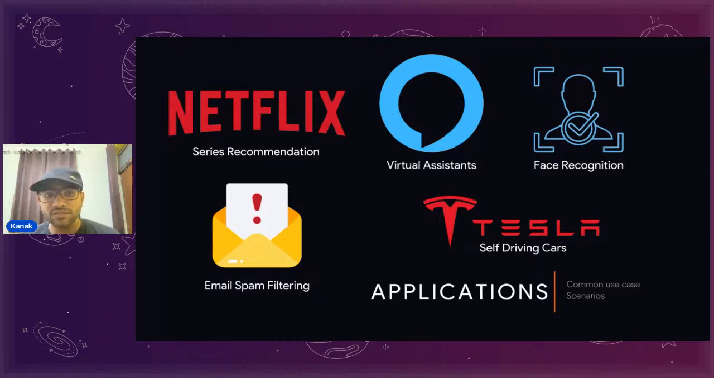So, Netflix uses machine learning for series recommendation systems. Voice assistants like Alexa are becoming a part of our daily lives. Face recognition service is a powerful security tool and quite a time saver. We see email spam filtering in action every day. And don't we all wish to own a Tesla one day? At least I do. This is all possible because of machine learning.